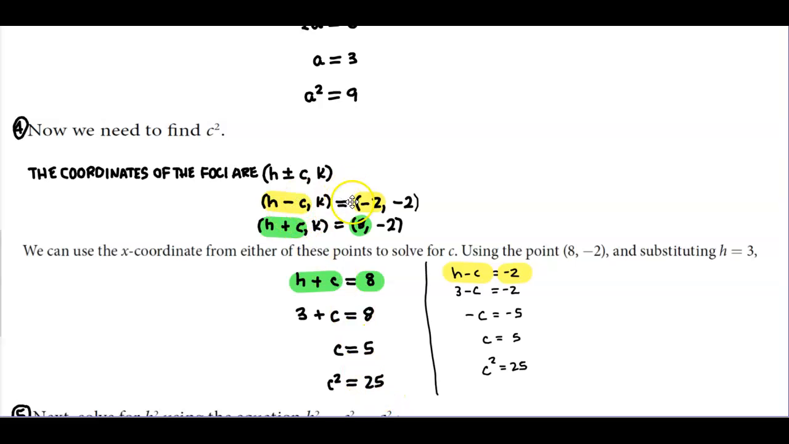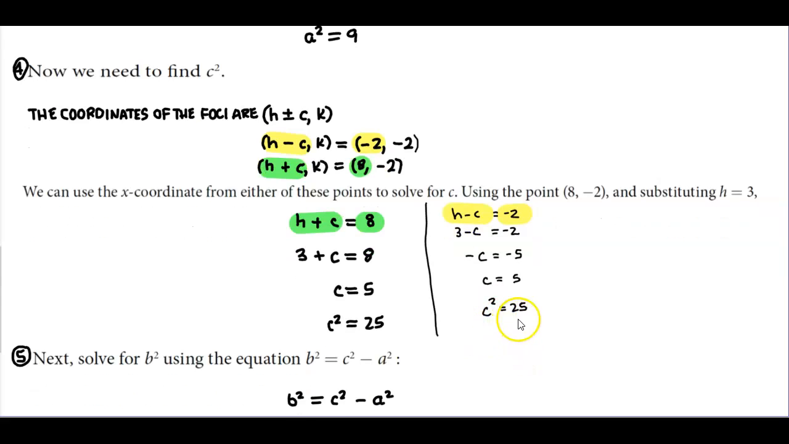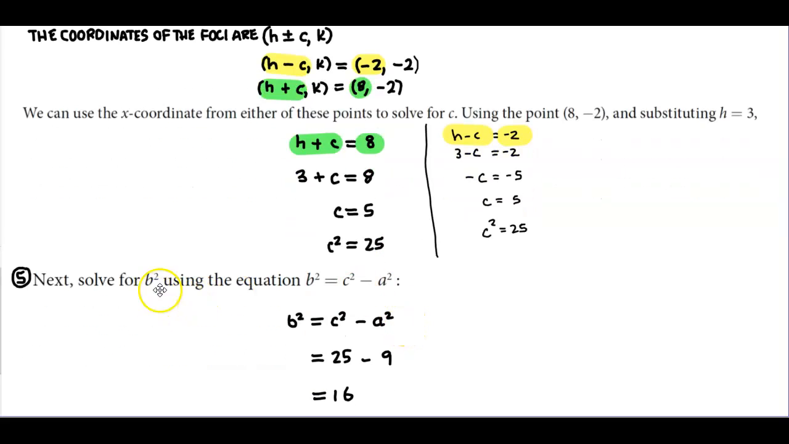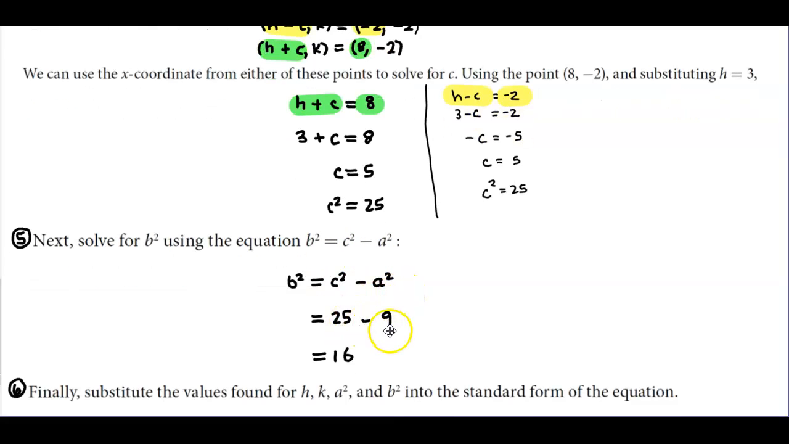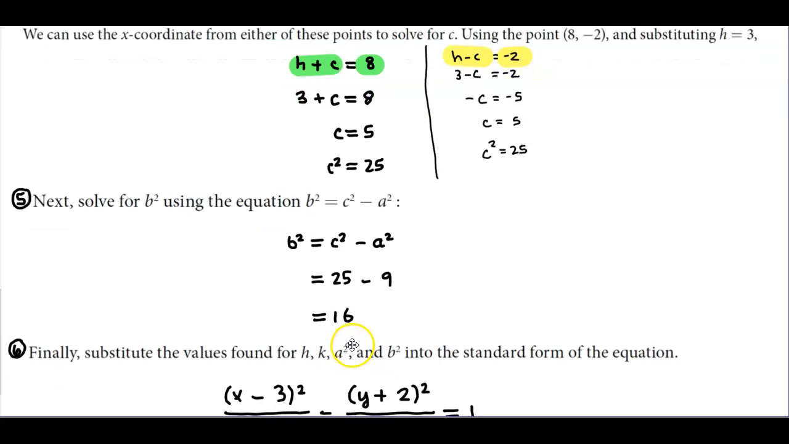Now, if we wanted to use the other formula with the other point, we would have h minus c, which is equal to -2. We'd subtract 3 from both sides, and we get negative c is equal to negative 5. Divide both sides by negative 1, now c is equal to 5, and again we get c squared is equal to 25. So you can use either one of those to get that result for c squared. And next we need to solve for b squared using the equation b squared is equal to c squared minus a squared. We get 25 minus 9, which is equal to 16.